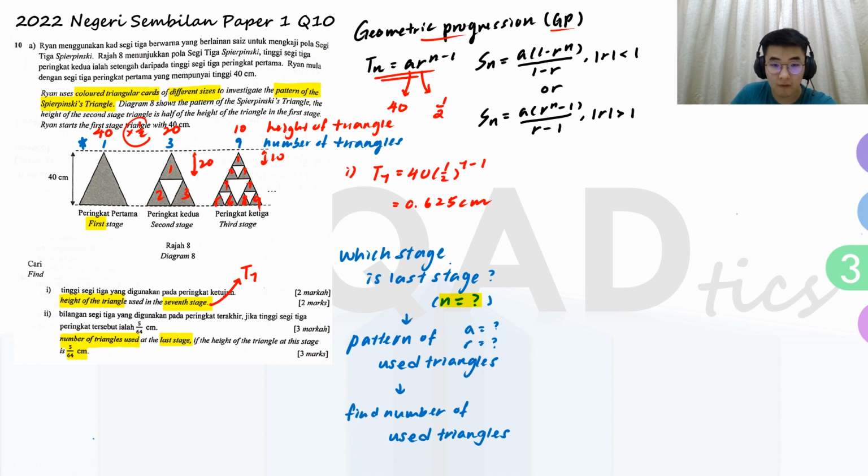Okay, so let's go back to the first part. We need to find the value of n. So we can use back the same formula we used just now, but here the different thing is we don't substitute the value of n because we don't know. Okay, so here Tn equals the height of the triangle, which is 5 over 64, and we substitute the formula of Tn here. So our a is 40, our r is 1 over 2, and here we keep n minus 1. And now we simplify this.